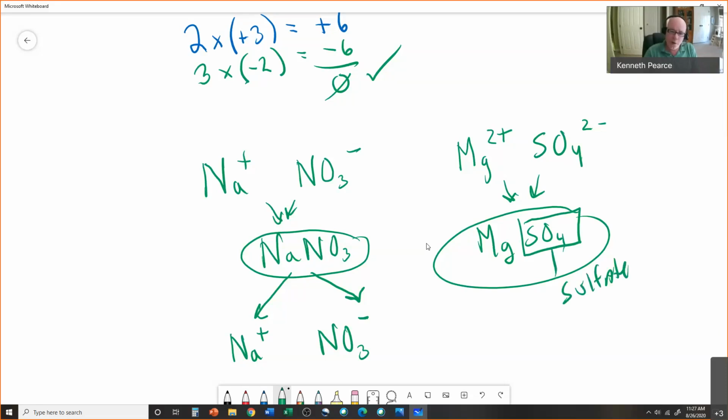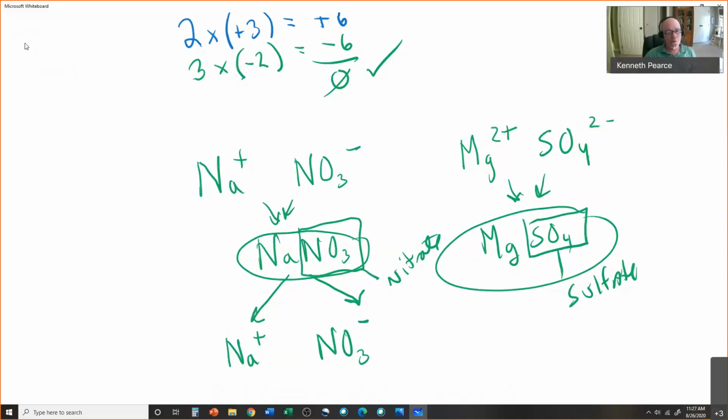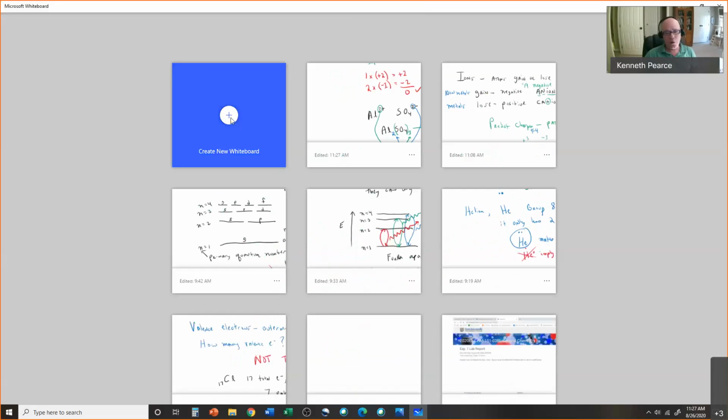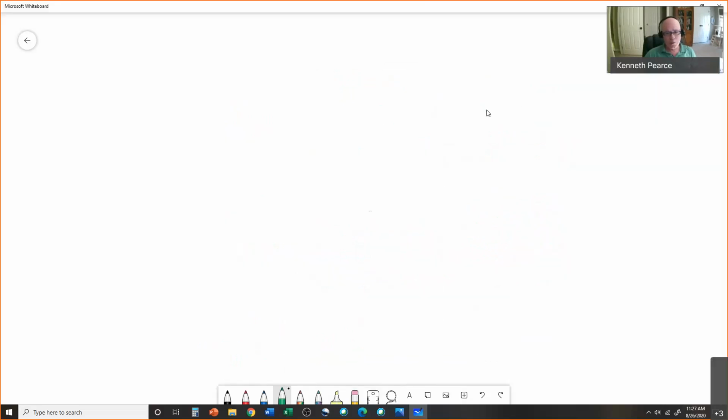And you have to be able to recognize, for instance, that's a nitrate. So you need to memorize on the back cover your polyatomics, the name and the charge on the polyatomics. All right, so let's get into naming. How do we name these ionic compounds? There's a couple of different rules that you have to follow, and nothing beats practice.